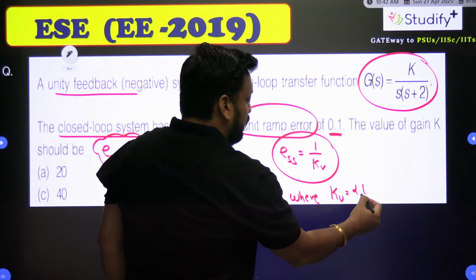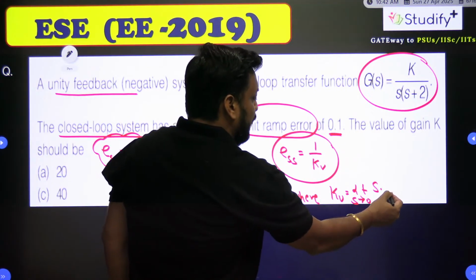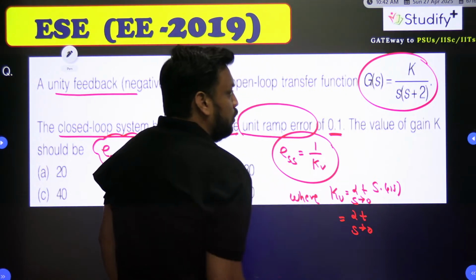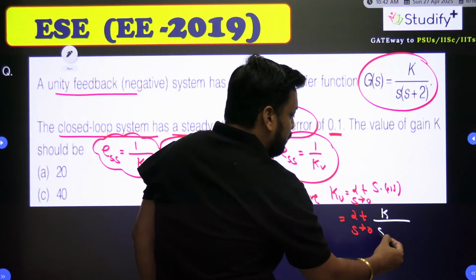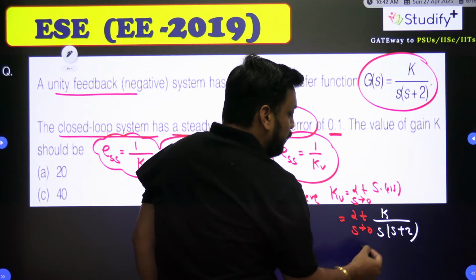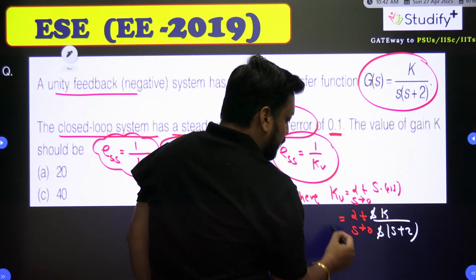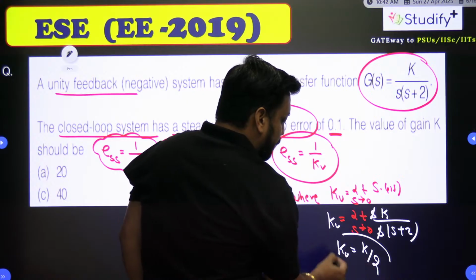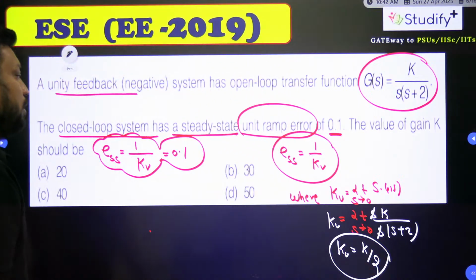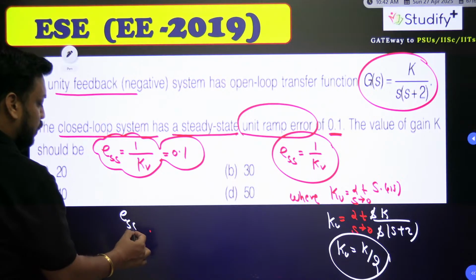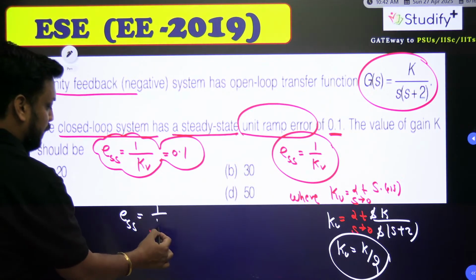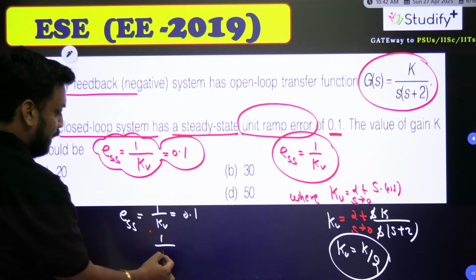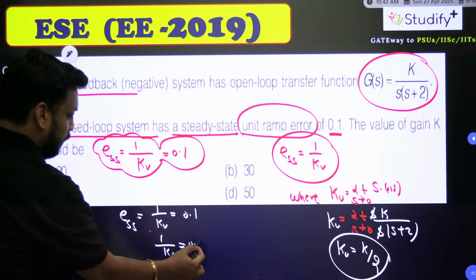kV is nothing but limit s tends to 0 s into G(s), and once you will put this value limit s tends to 0, या आप G(s) का वैल्यू यहाँ फटाफट से पुट करिए. So once you will put now, this is s also, so s's get cancelled. So what is the kV value you will get, guys? क्या आपको kV का वैल्यू K by 2 मिला? Yes sir. And we know that कि सर एरर जो है वो 1 by kV है सर, और ये वैल्यू कितना दिया है सर? 0.1 दिया है सर. तो क्या kV का वैल्यू पुट कर दिया जाए? K by 2 equal to 0.1.